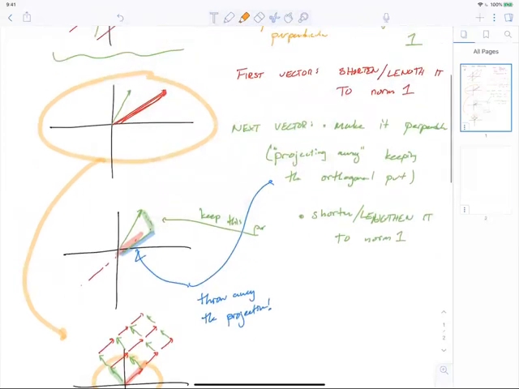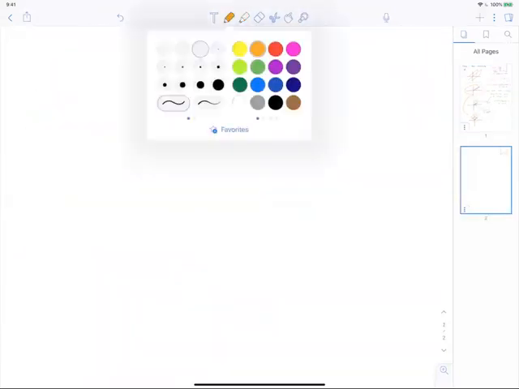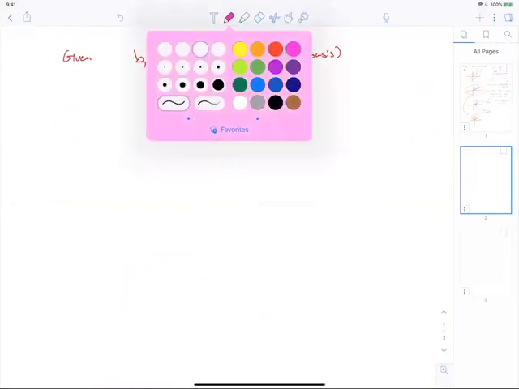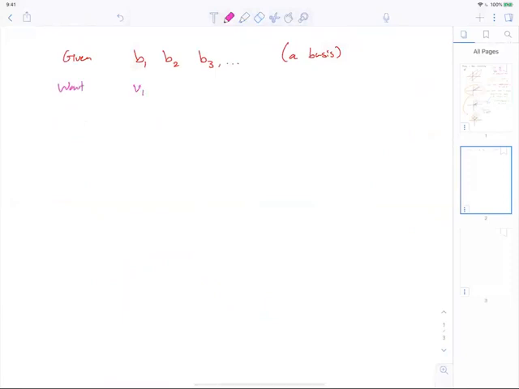So let's go ahead and try to take these ideas and put them into a formula. What's the formula that we want? We're going to do the same steps, but now we're going to put it in the language of algebra and make it into a formula. So, step one for the first vector, let's first go back and say, what are we given? We're given a bunch of basis vectors. This is a basis. And we want V1 and V2 and V3, a new basis that's orthonormal.